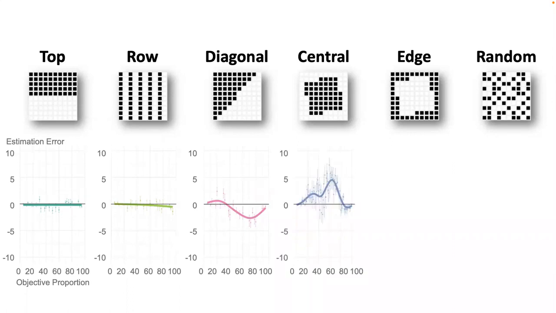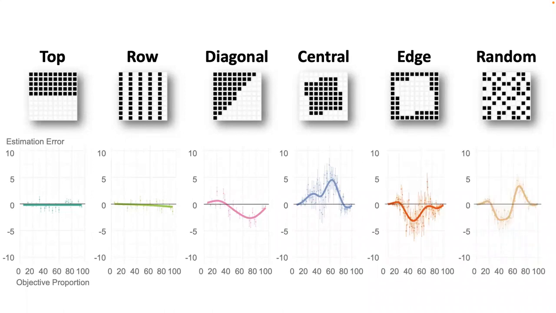For the central condition, people tend to overestimate, especially around 60%. For the edge condition, people tend to underestimate, especially around 40 to 50%. For the random arrangement, we observed this interesting signed pseudo pattern where participants either overestimated or underestimated depending on the proportion depicted.